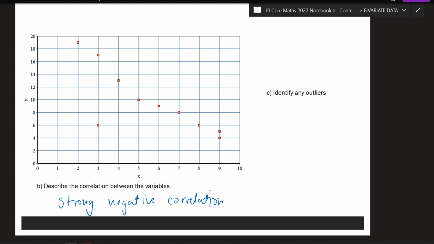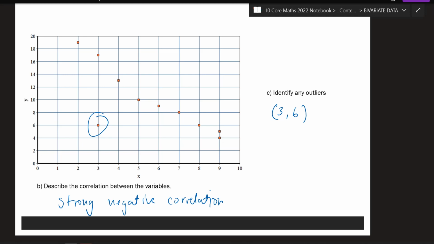Ecclesia, can you tell me what the outlier could be? So what data doesn't quite belong with the rest of it? 30. Good. So 3, 6. That's it. Okay, that could be an outlier. 3, 6. Cool. Easy, not too hard, yeah?